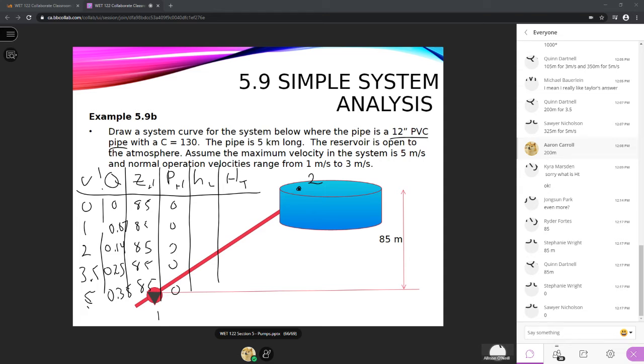Now, it's also still going to have head losses. Conveniently for us, as with the last example, the pipe is still 5 kilometers long. It's still the same pipe. So our head losses are going to be the same as what we observed in the previous example, so we don't have to recalculate them.